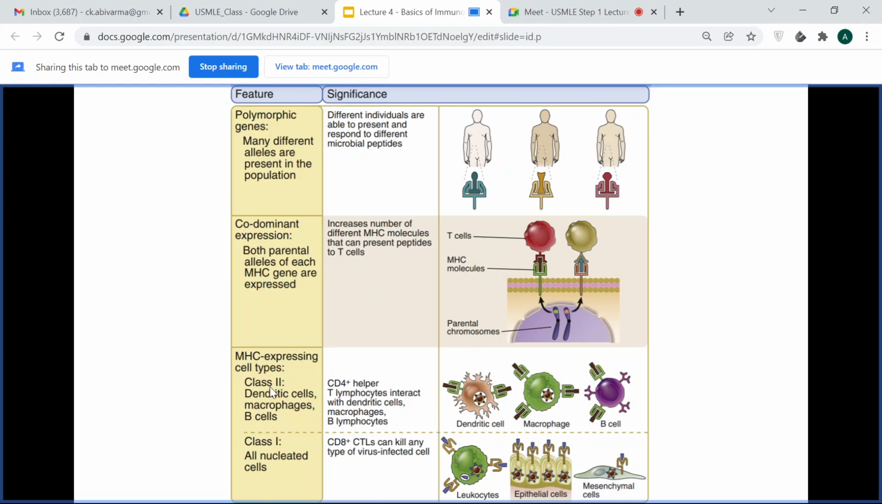Versus class 2, which activates CD4, because 4 times 2 is 8, so that's the thing you have to keep in mind. Class 2 activates CD4 T helper cells, and that can end up in different types of immune responses. That can end up in antibody production, or that can end up in T cell stimulation and various other things, which we will look at. So these are the reasons why that MHC class molecule is so important to be present on your cell surface.